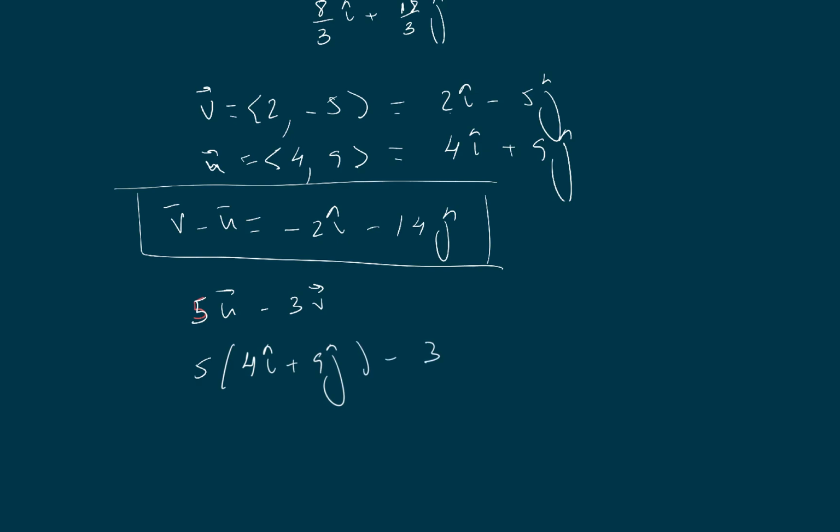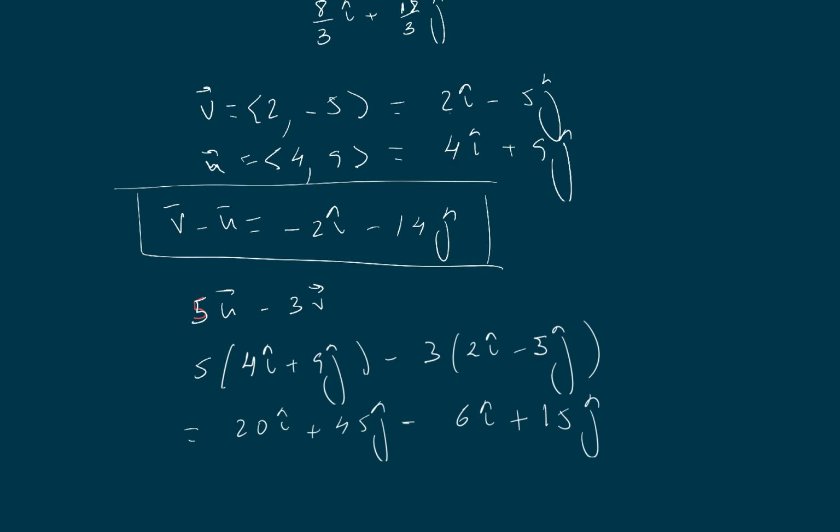Minus 3 times the vector v. Who is the vector v? The vector v is 2i minus 5j. So this would be 20i plus 45j, minus 3 times (2i minus 5j), which gives minus 6i plus 15j.